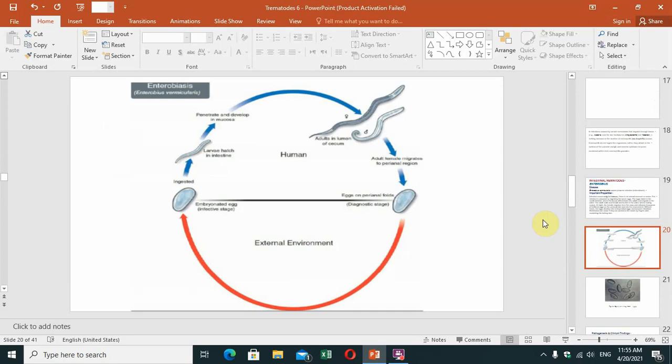Regarding the life cycle of Enterobius vermicularis, you see that its life cycle is direct and simple, beginning with the egg, the embryonated egg, which is the infective stage and will be ingested by the human. The larva hatches in the intestine, and the parasite will develop in the mucosa, converting to adult male and female.